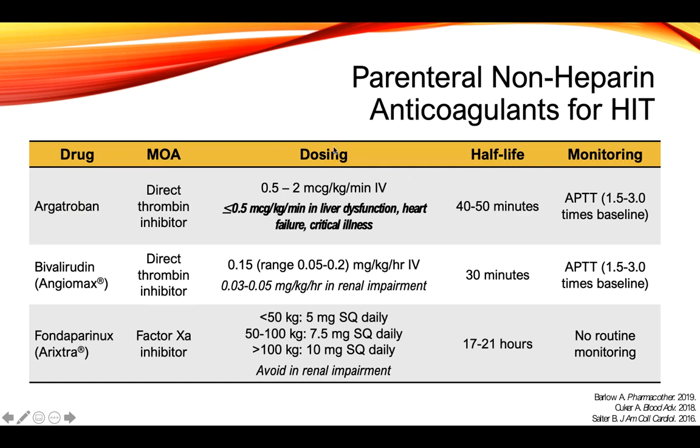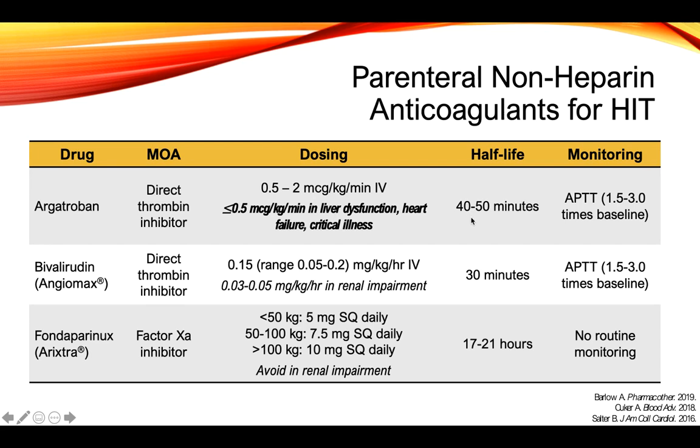So the non-heparin anticoagulants we can use, first of all, are injectable agents. We have our direct thrombin inhibitors, argatroban and bivalirudin, and then fondaparinux, which is our factor Xa inhibitor. The most common one that you'll see in the ICU setting, and the one that I'll focus on here, is argatroban. So argatroban, a typical starting dose in the ICU is 0.5 micrograms per kilogram per minute, and we might even choose a lower dose if the patient has significant hepatic failure.